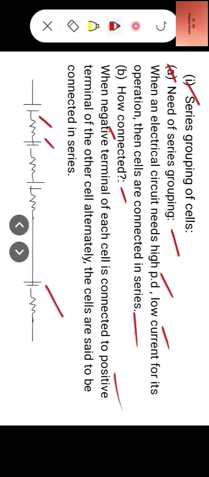Here n cells are connected in series, where negative terminal of first cell is connected to positive terminal of the other cell, and negative terminal of the next cell is connected to positive terminal of the other cell, and so on. So thus this diagram shows that these n cells are connected in series.